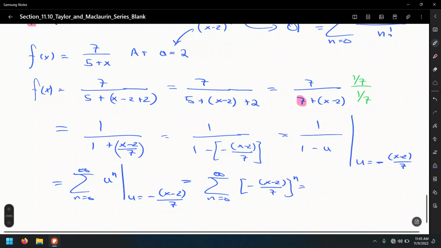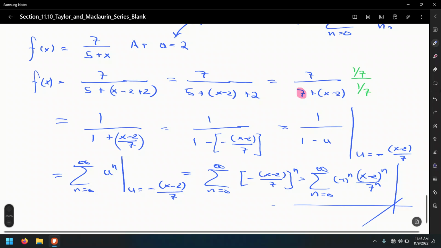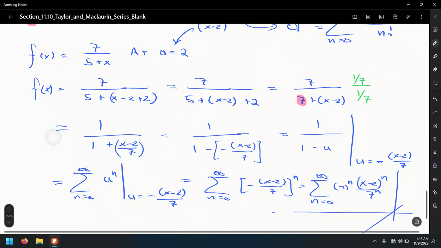Well, we're essentially done with the series in terms of x. Let's just simplify and be careful, because this negative to the n is going to be the alternating factor, x minus 2 to the n over 7 to the n. So do you see all the tricks we had to do before getting just to get the function with the desired shifting, so we can turn that into a power series?